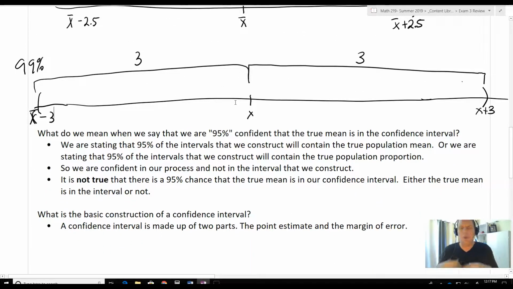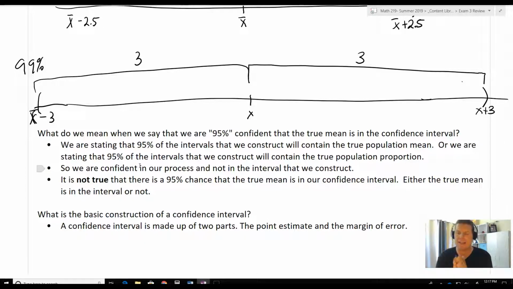Okay? Now, what do we mean when we say that we're 95% confident that the true mean is in, say, the confidence interval? We're saying that 95% of the confidence intervals that we construct will contain the true population mean. Or we are stating that 95% of the intervals that we construct will contain the true population proportion, depending upon which one you're doing. So what we're saying is not that this one that I just constructed actually will contain the true mean. Instead, what we're saying is that we believe that using this method, right, will get us the true mean 95% of the time, right? So we are confident in our process and not in the actual interval that we construct.